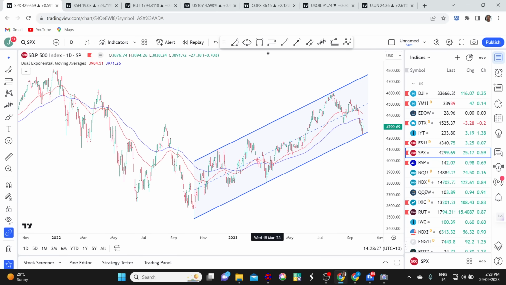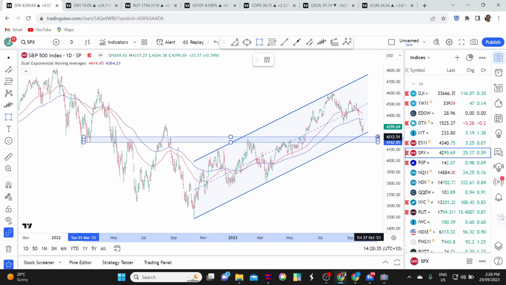Now, another thing I want to look at, which is important, is support. I'm going to draw some structural support in on this chart. So I'm just lining it up with my eye as I'm going, and it comes in at around 4,200. So yeah, that's about the mark there.